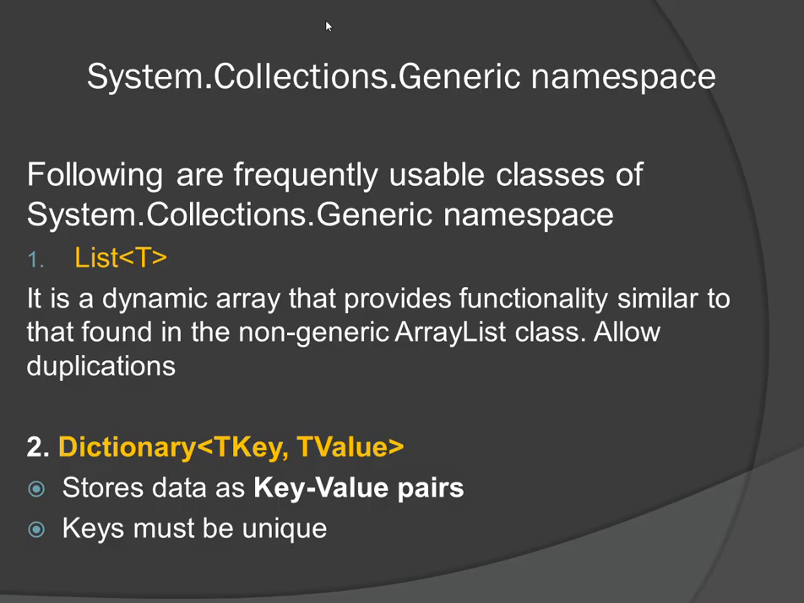One of the important features of List is that it allows duplications. Whenever we add the same element many times, it will give the output as it is. So it allows duplications. Second is Dictionary. What is a Dictionary? Here you see there are two kinds of generic type: the first is key type, the second is value type. Dictionary stores data in terms of key and value pairs.